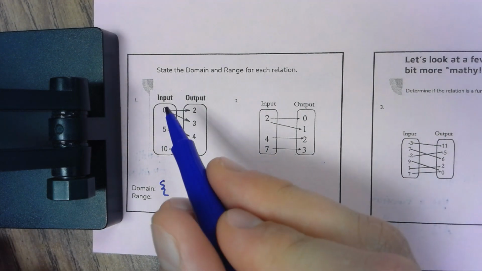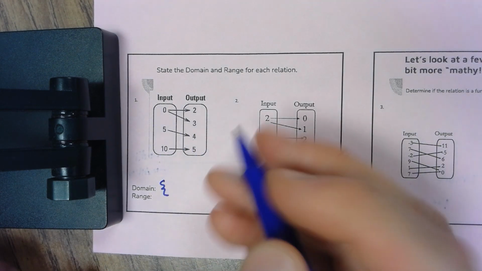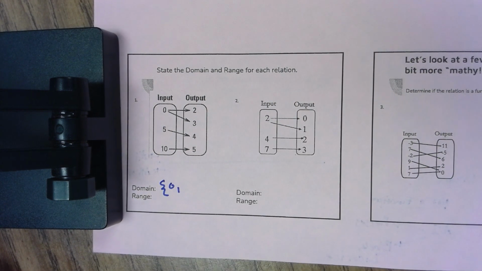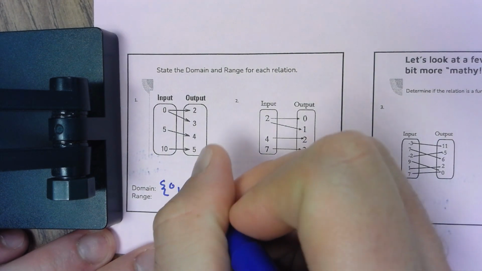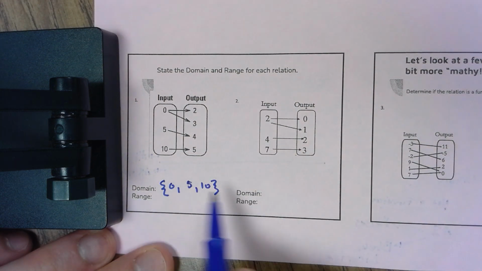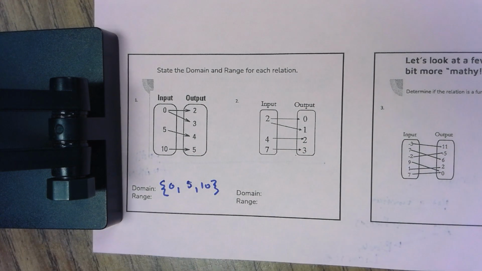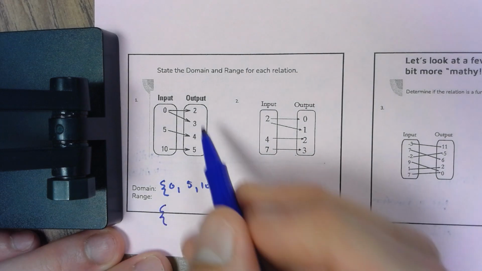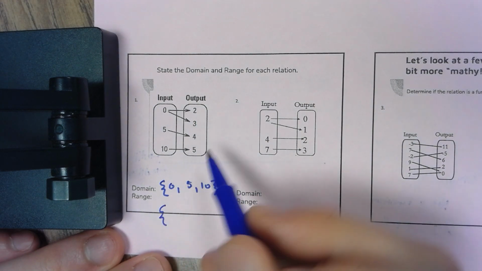So like this 0, yes, 0 goes to 2, but it also goes to 3. But when we list the domain, we're just going to write it down once. So what inputs do we see? And it doesn't matter how often they show up. So our inputs are just 0, 5, and 10. And these squiggly brackets, those are referring to a list. So we should be using those squiggly brackets. I know it's not the easiest thing to make, but it's not like a normal parenthesis, and it's not a squared bracket. So do your best to mark it some way different. All right, then the range, or the outputs, are 2, 3, 4, and 5.